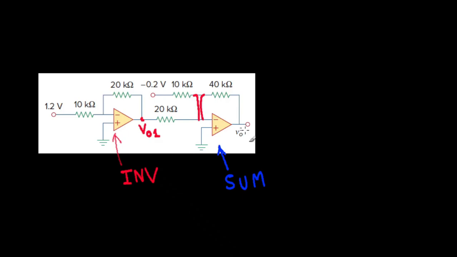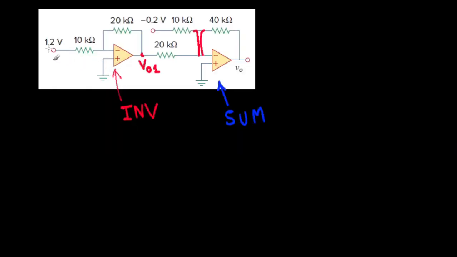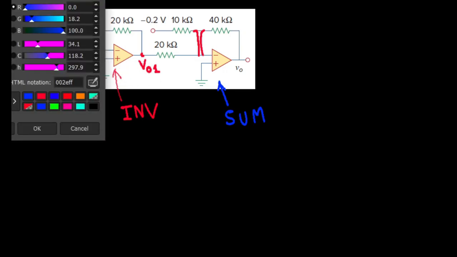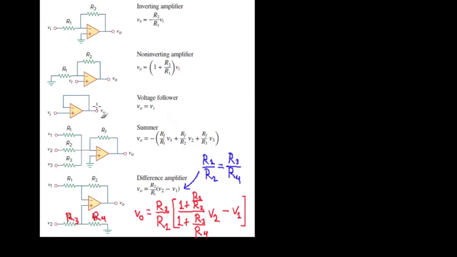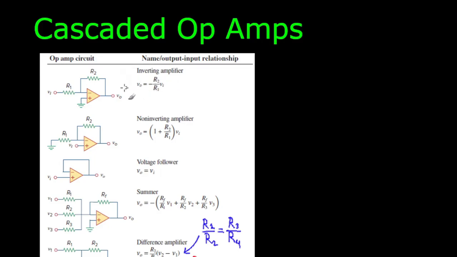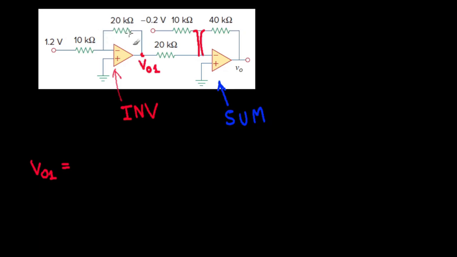So now that you've identified the two amplifiers, let's try to solve the problem. I'm going to go from here to here. First we have the inverting amplifier. The output is V output 1, so let's try to find that. V output 1 is going to be equal to, let's refer to the formula, although we should try to make a habit of remembering these. R2 is actually the feedback resistance here. So it's the negative of the feedback resistance divided by the other one, multiplied by your supply. Here it's 20 kilo ohms, your feedback, divided by 10 kilo ohms, multiplied by 1.2.